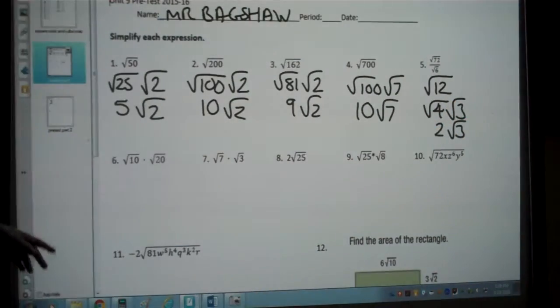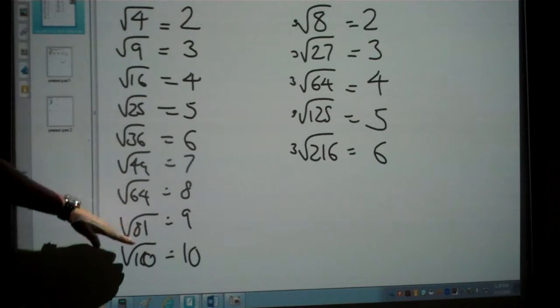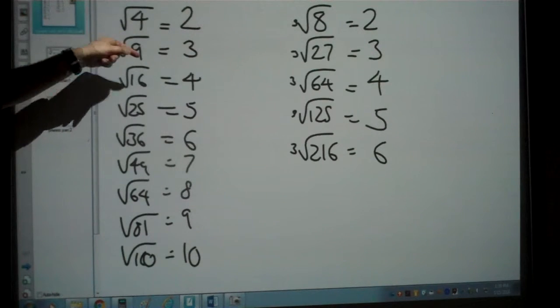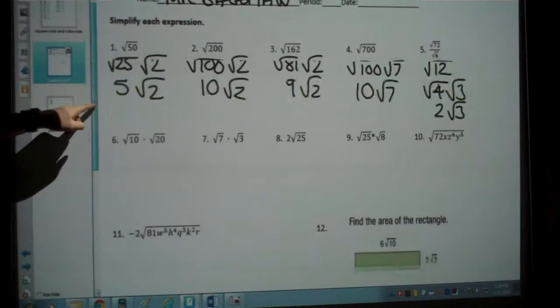So 2 radical 3. If I was trying to split up 12 again, I would ignore all these numbers because these are all bigger than 12. So my first number I would try is 9. 12 doesn't divide by 9 perfectly, but 4 does. So we can use that as well as our little help.